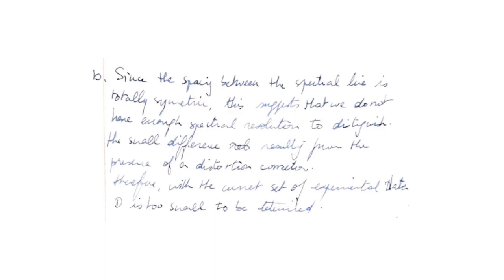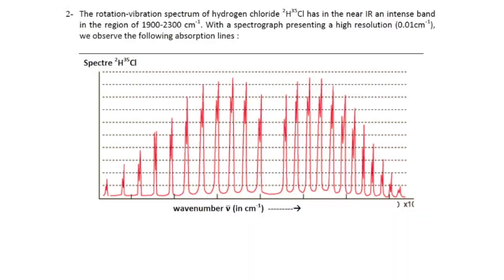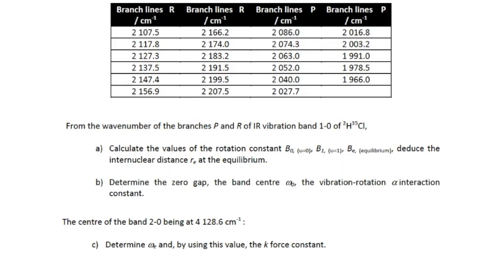And that's the answer. For the second exercise, the rotation vibration spectrum of hydrogen chloride, you are given the masses, so notice that. It has in the near infrared an intense band, so this is the band, right? In the region between 1900 and 2300 centimeters minus 1. With a spectrograph presenting a high resolution, so we really have a very good resolution, 0.01 centimeters minus 1, we observe the following absorption lines. Great. So you should immediately know now that this is the rich band and this is the poor band.